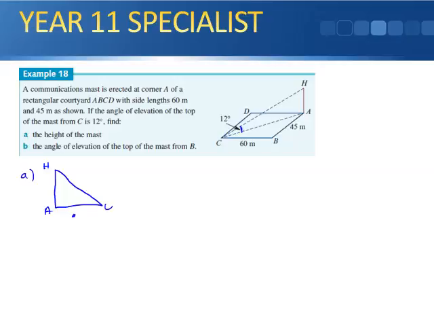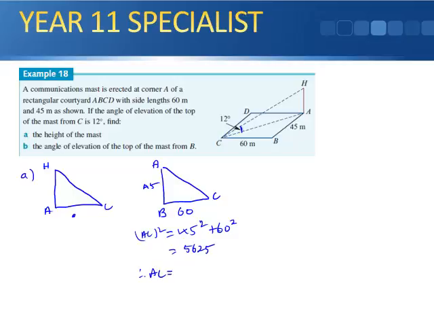Okay, so let's find A to C. I'll do A to C over here, which is just the bottom. So again, I've got a right angle triangle here. A to C is the diagonal, so I'm going to go to B, and that's A to B is 45, B to C is 60. So using Pythagoras' theorem, AC squared will equal 45 squared plus 60 squared. Therefore, that will equal 5,625, and therefore A to C will equal 75. So now I know A to C is 75.